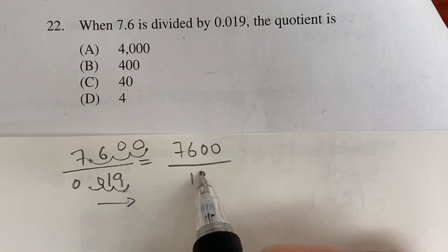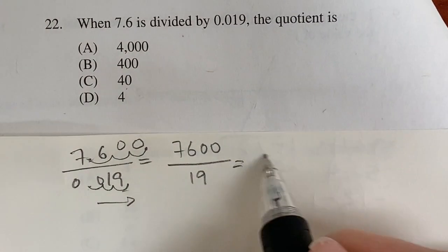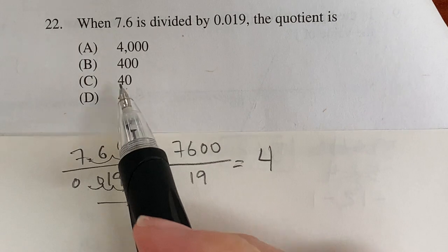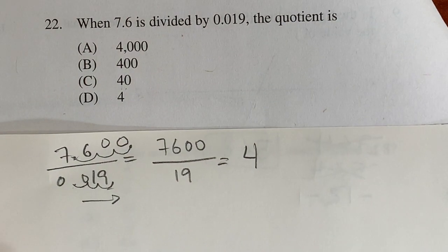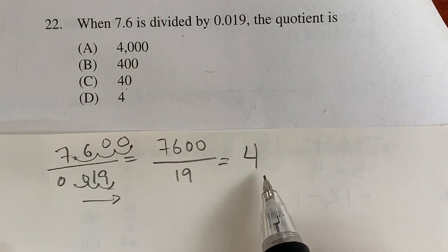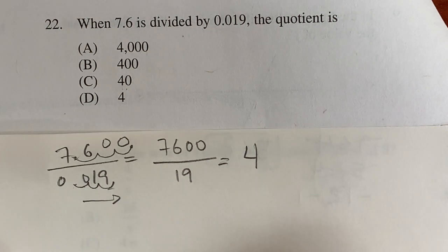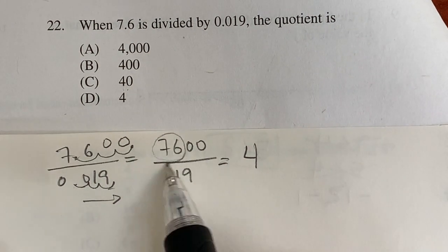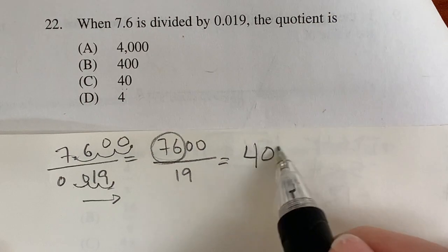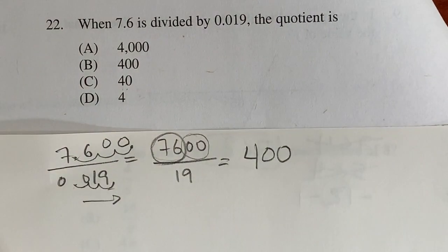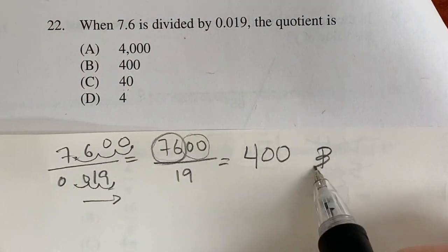7,600 divided by 19. Okay, I know that one of my answers will be 4 because all of my answers will be 4. So here, what I need to do is, well, 19 times 4 will be 76, right? So I just need to put the 2 zeros that are left. My answer is B.